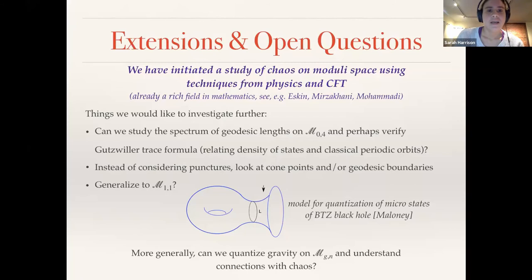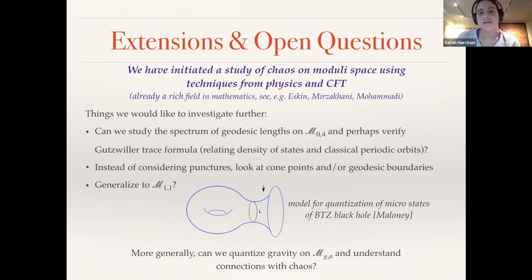And there are a number of directions that we can investigate further. For example, on M04 particularly, we could try and study the spectrum of geodesic lengths and perhaps verify something known as a Gutzwiller trace formula, which relates the density of states in a quantum system to classical periodic orbits. We can also try extending what moduli spaces we're looking at. And the simplest way seems like instead of considering punctures to look at something like cone points, and more complicated than cone points would be geodesic boundaries, or generalize to other moduli spaces, such as a torus with one hole or M_{g,n} in general.